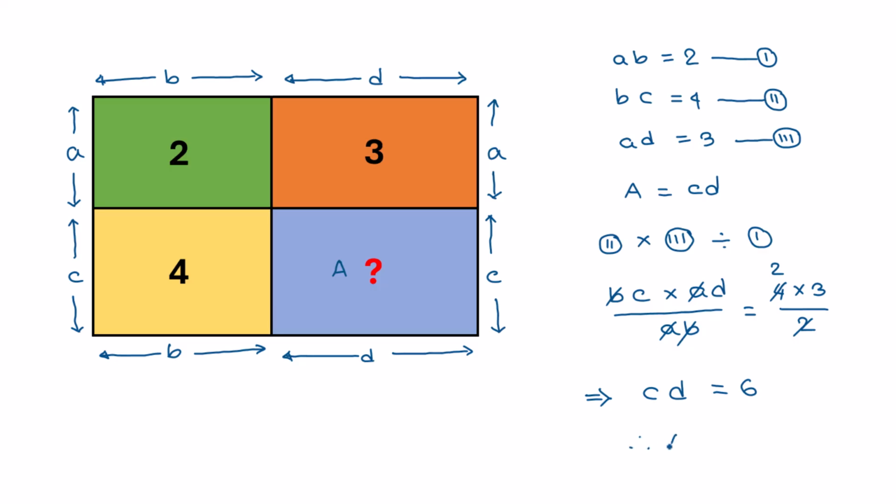So the area of this unknown rectangle will be 6 square unit, and this is the solution of our given problem.